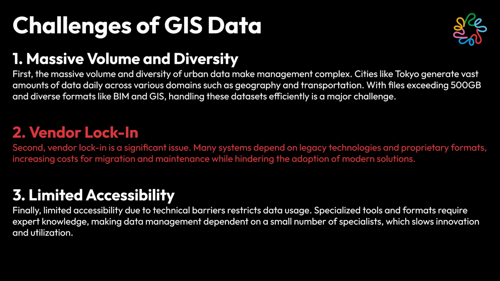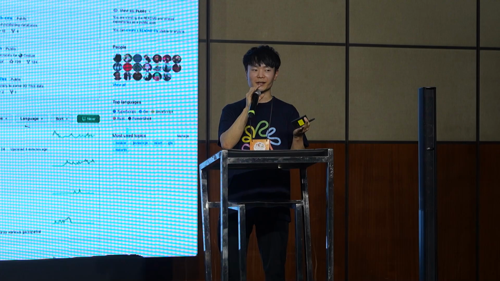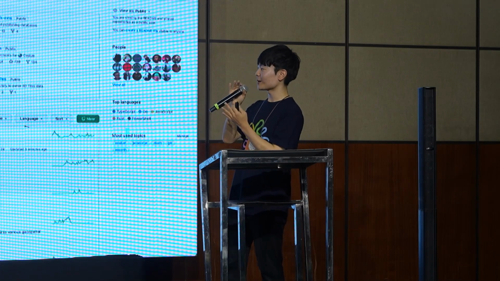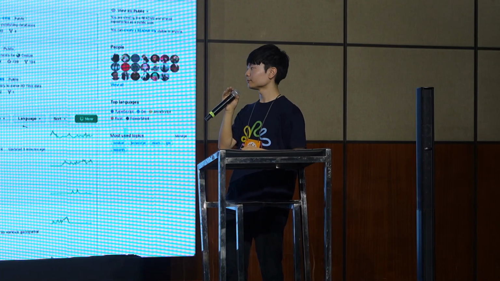Let me also talk about vendor lock-in. As I told you, sometimes companies try to release their own data format as open data, but also try to keep their software private. But luckily, with React, we publish all software as open source, so everybody can access the React source code. So technically, everybody can use React. That's what we try to do.